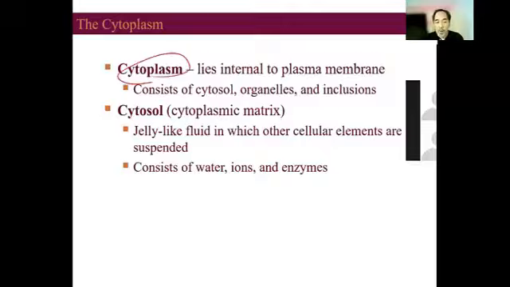The cytoplasm has a jelly-like fluid inside called cytosol. And within that cytosol, you've got a lot of cellular elements that are suspended within it. Those are the elements that we're going to be studying one by one. But generally, the cytosol is made of water, ions, and enzymes, and also the cellular elements.